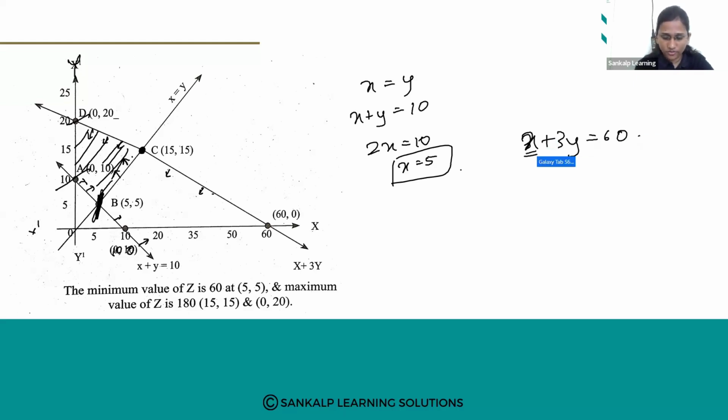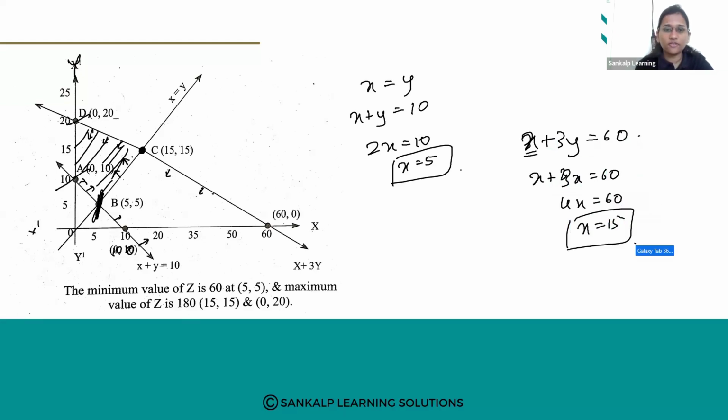So if x equals y, I can write this as what? x plus 3x equals 60. That means 4x equals 60, that means x equals 15. If x equals 15, y is also 15. So this is the corner point.